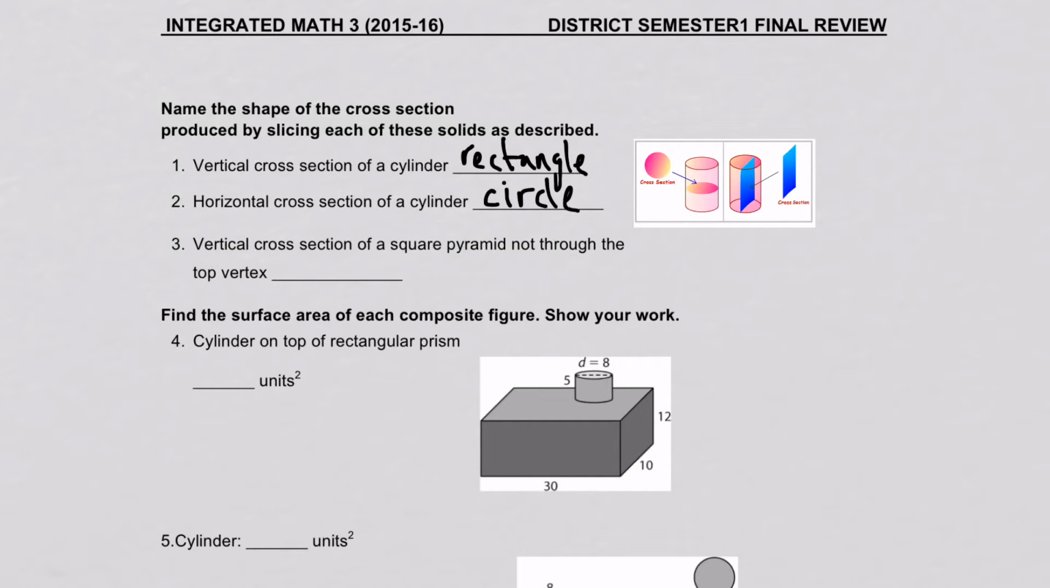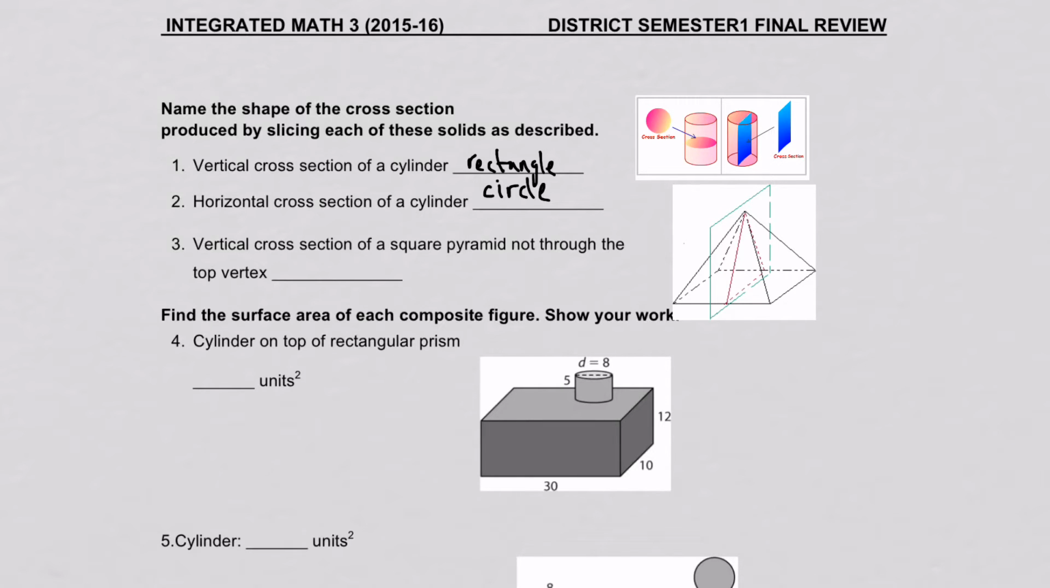Okay, for all of these cross sections, just visualize what that shape looks like, and then think, I'm going to cut right through it. What do I get as a cross section right there? Okay. Number three says a vertical cross section of a square pyramid, but not through the top vertex. Again, I cannot draw a cross section, but let's see if I can find an image for that. Picture a square pyramid, and then you're cutting right through it vertically, but you do not want to go through the top vertex.